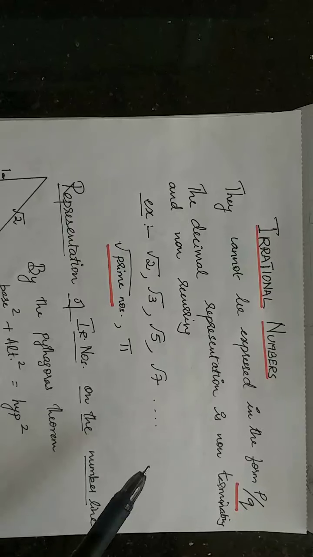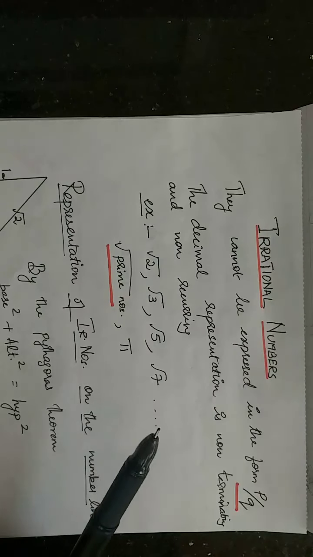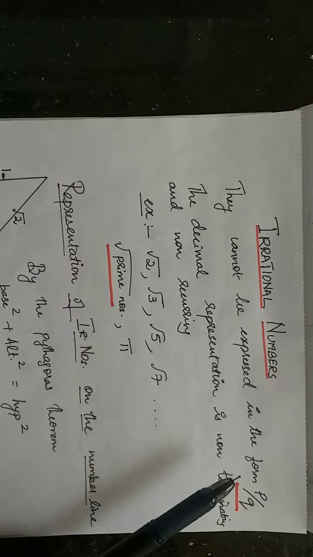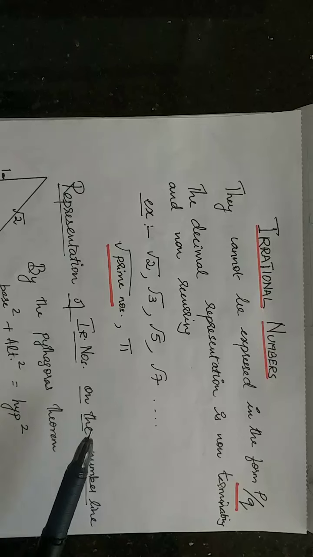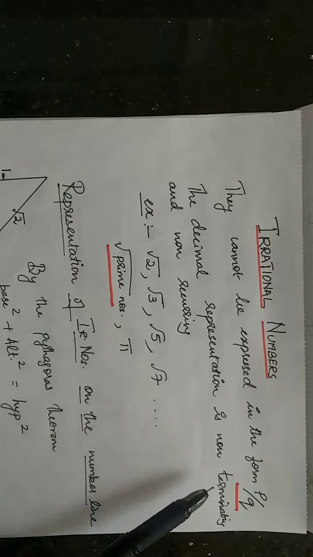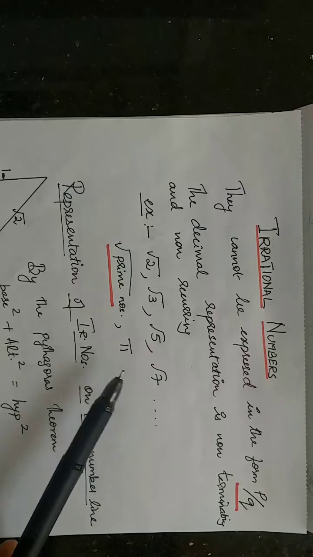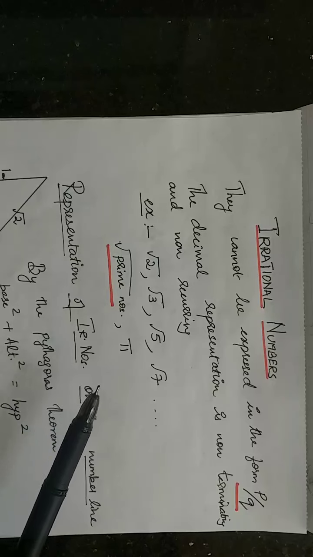So let us see in detail what irrational numbers are. We saw that irrational numbers are those that cannot be expressed in the form p by q, and the decimal representation is non-terminating and non-recurring. The best examples of irrational numbers are square roots of prime numbers. Hope you all know what prime numbers are.